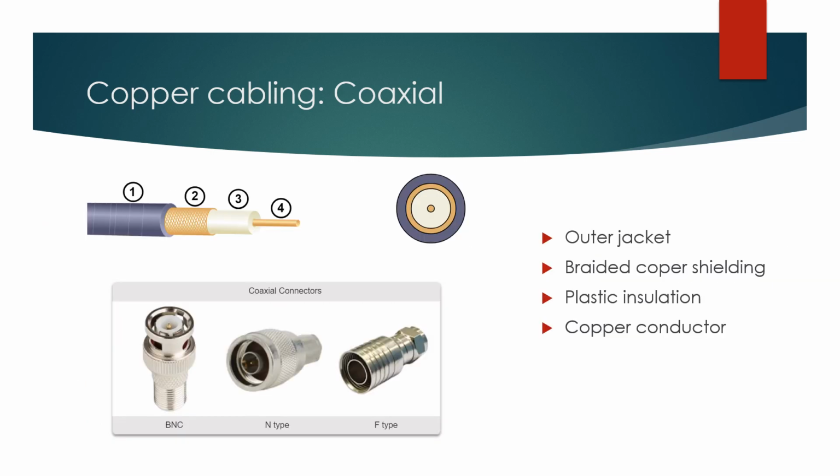And as you can see in the figure, it shows how the coaxial cable is built inside, and you can see the outer jacket, the braided copper shielding, the plastic insulation and the copper conductor, as we explained in the slide before. And as we mentioned, there are 2 different types of connectors, and in the figure you can see the BNC connectors and the N-type and F-type.